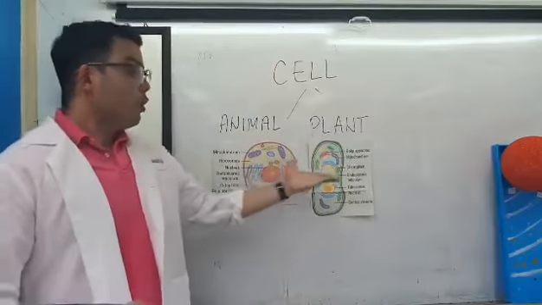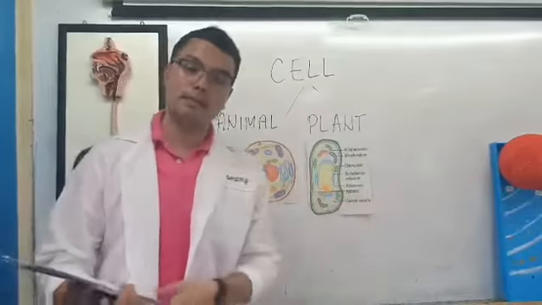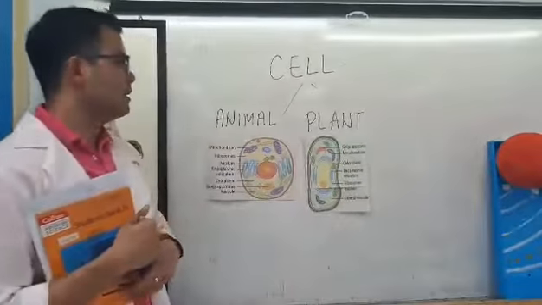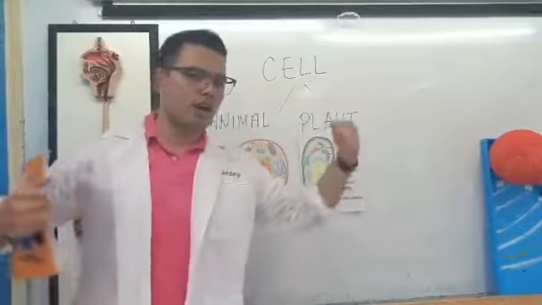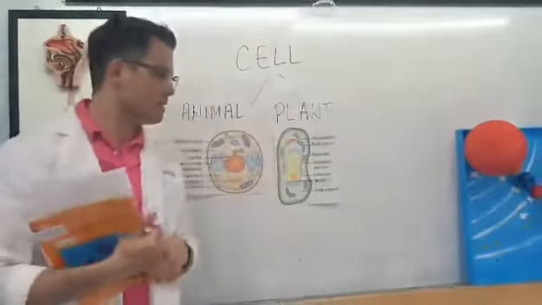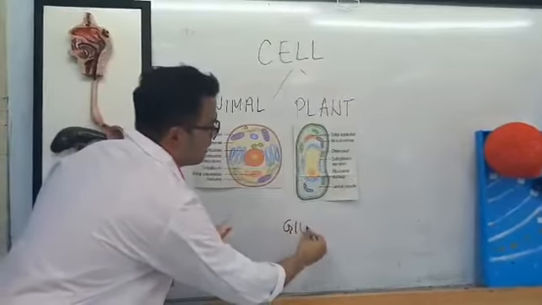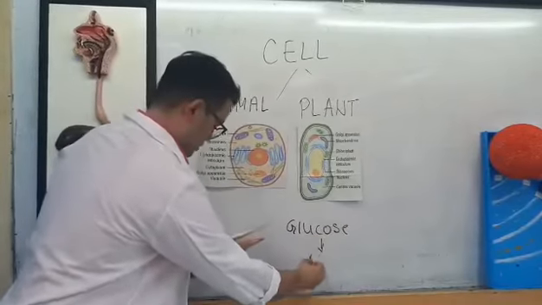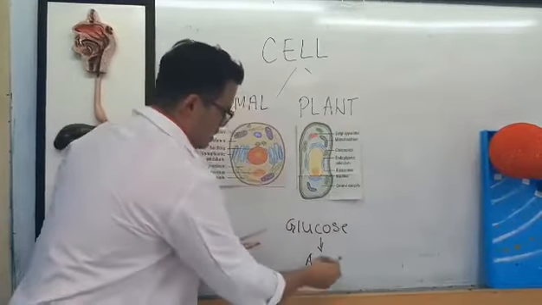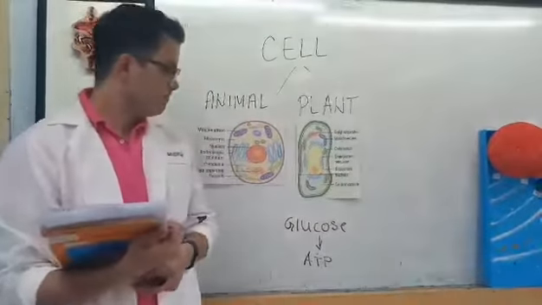Then they both have organelles, and I'm going to be discussing a few of them. So first, mitochondria. Mitochondria are the powerhouses of the cell, and what they do, they make energy out of glucose. So ATP is the energy currency of the cell.